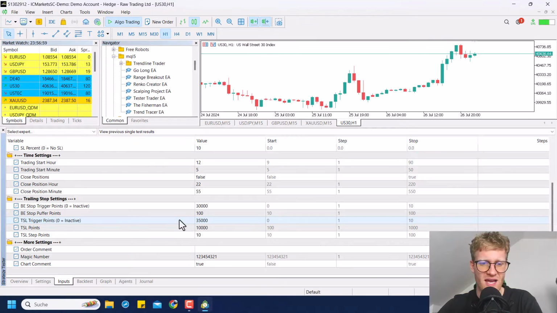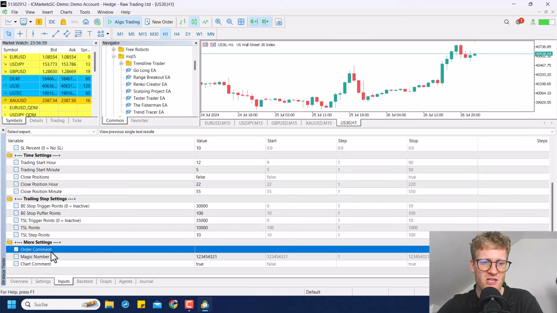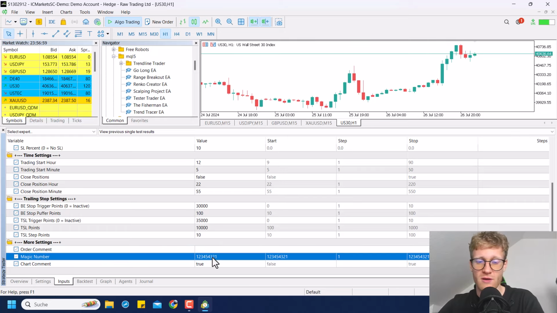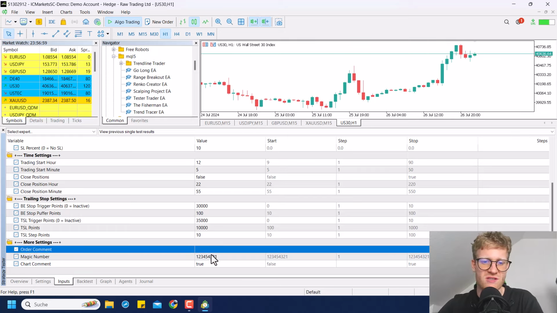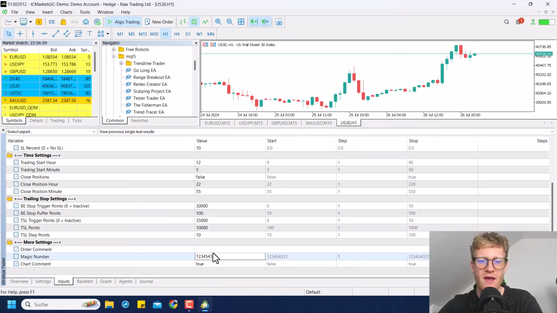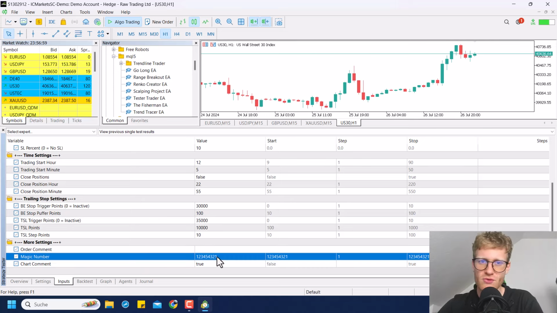So let's have a look at the last few settings that I did not explain. Order comment is just the comment for your position that the expert advisor uses for the orders and positions it opens. Then there's the magic number. The magic number is very important. If you use multiple expert advisors in your account, this one or other expert advisors, make sure to use a different magic number for every activation of an expert advisor.